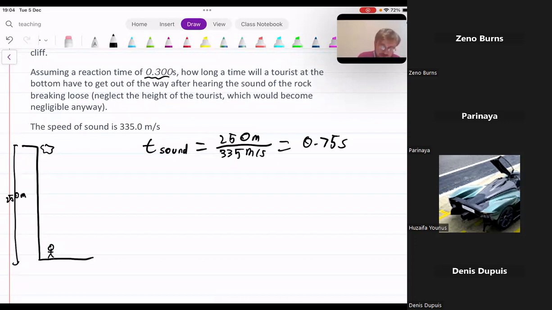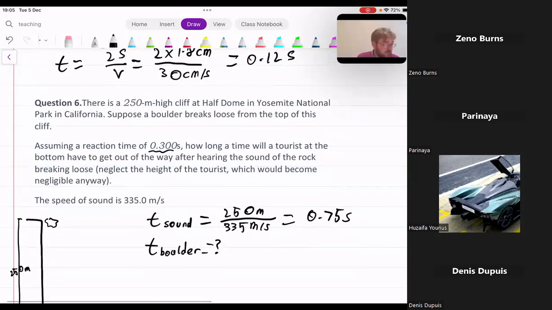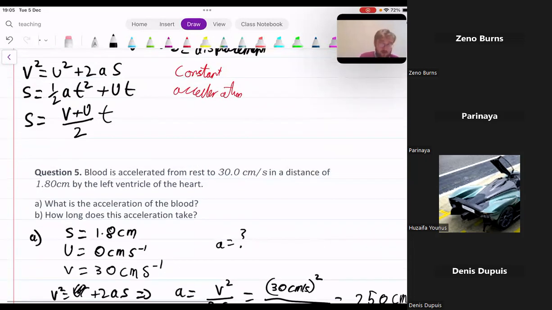Now, how long does the boulder take to reach the bottom? That's what we want to know. So we're given the distance. We know the acceleration is due to gravity, and that's a constant. So we can use one of our SUVAT equations. What we have is distance and acceleration, and we want time. So what we're going to use is this second equation. Note that u, the initial velocity, is 0, as it's just broken loose.